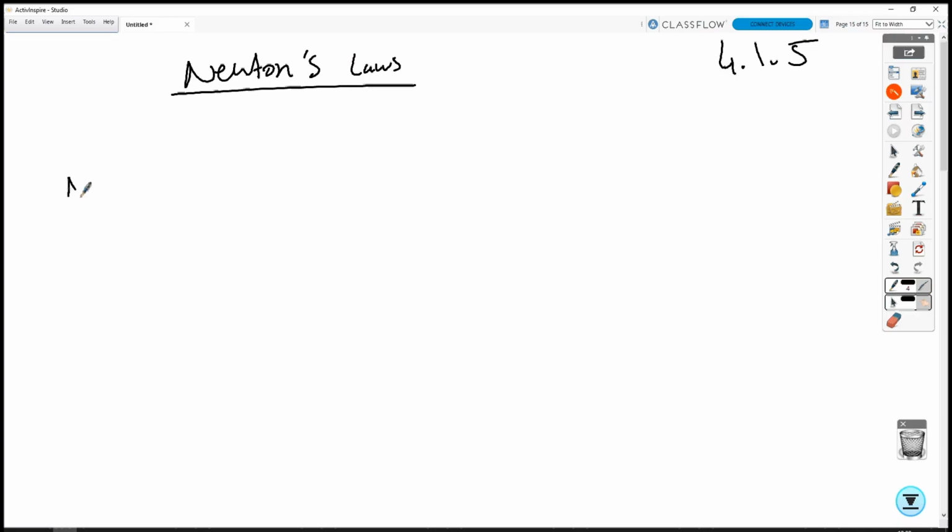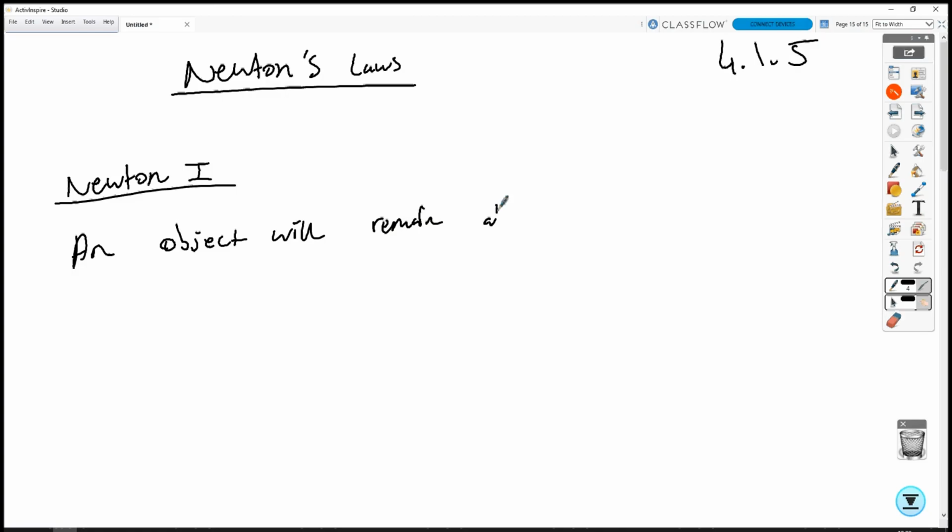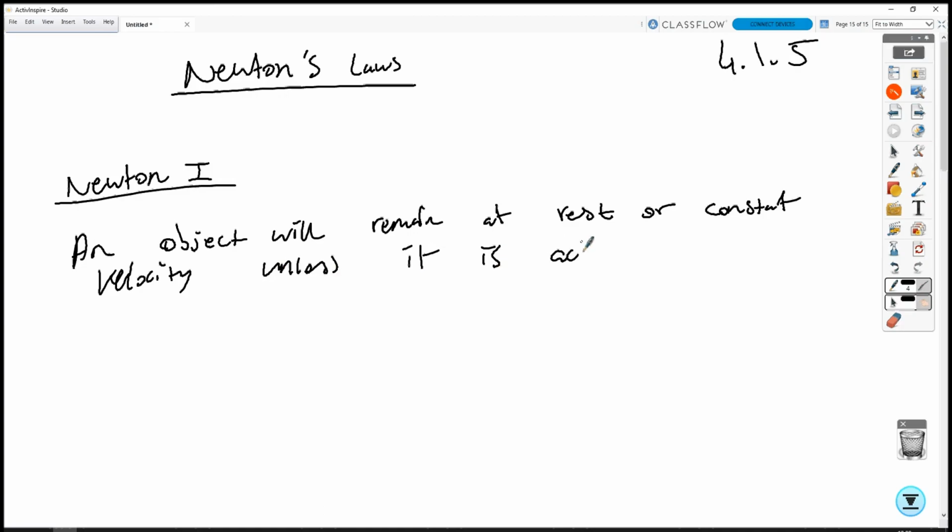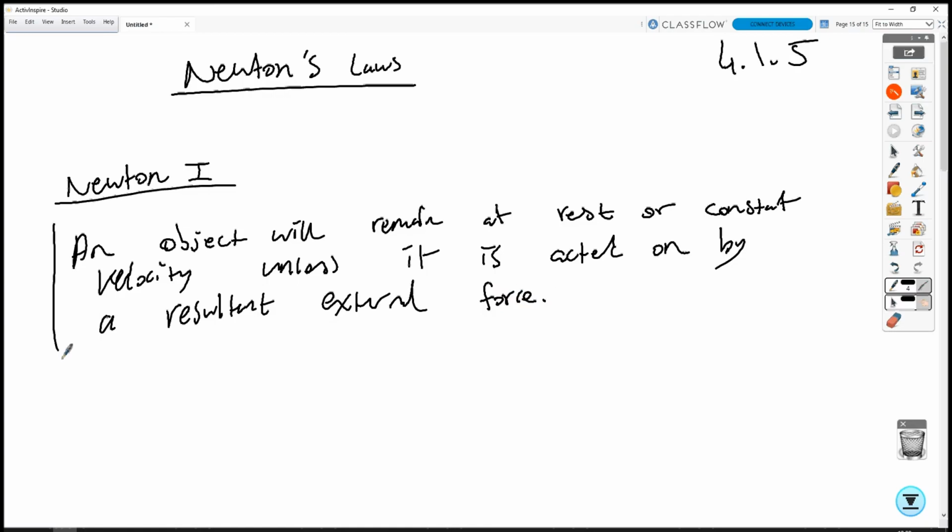So, Newton's first law says that an object will remain at rest or constant velocity unless it is acted on by a resultant external force. Put a box around that.